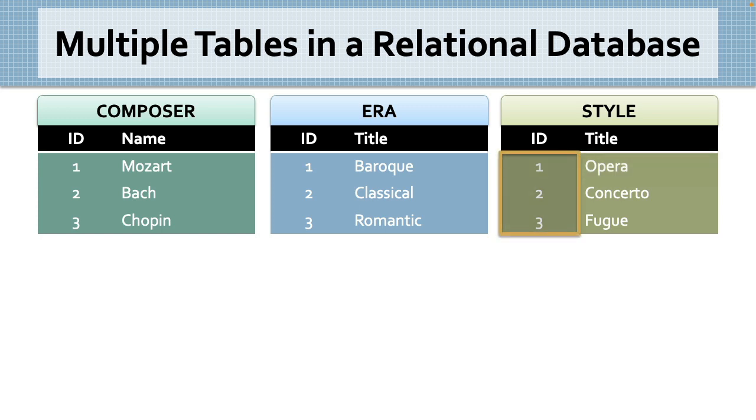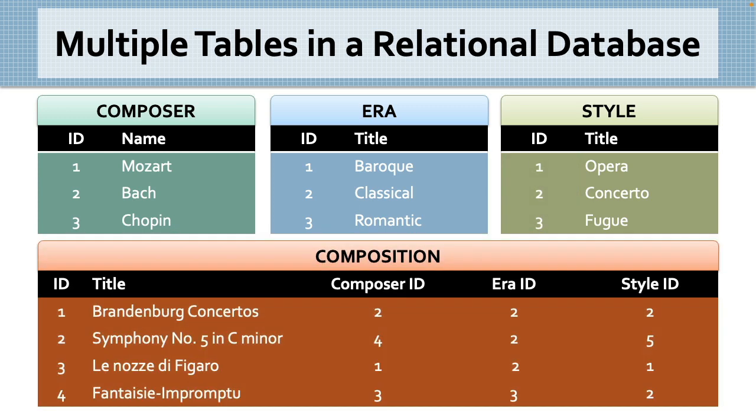We use a primary key field, called ID here, to automatically assign a unique identifier, like 1, 2, or 3, to each record when it's created. Then, in the composition table, we'll enter a composer's ID number instead of their name, like a 1 for Mozart, a 2 for Bach, and so on. Likewise, we enter an era ID number instead of typing the era name, and a style ID instead of typing the style name like fugue or concerto.